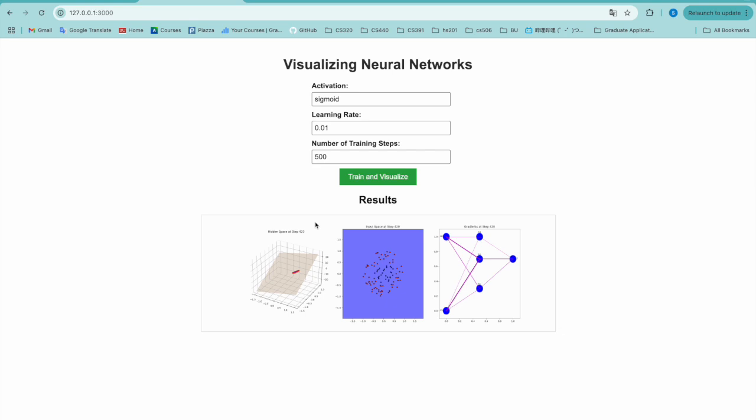Now I apply the sigmoid activation function, where you can see that using sigmoid, the training was noticeably slower. This is because the gradients in sigmoid tend to saturate for large and small inputs, leading to vanishing gradients. As a result, the decision boundary was less precise compared to Tanh or ReLU after 500 steps.